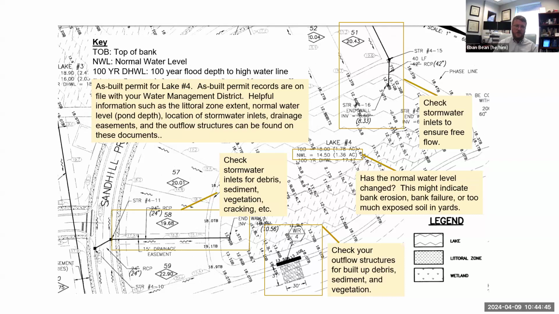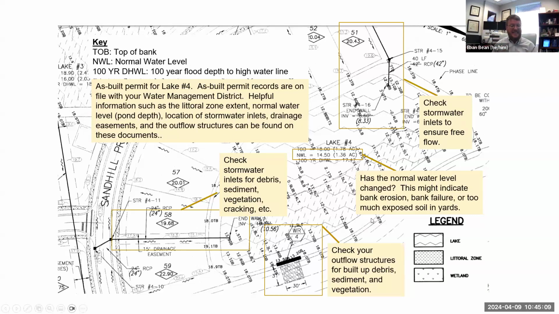Some of the helpful information are the extent of the littoral zone. So you can see here's our littoral zone hatching, and we have it on the roadway side of the pond back here. It also indicates what the normal water level is, or how high the water is supposed to be, what the elevation or top of bank is, and it locates where those structures are.